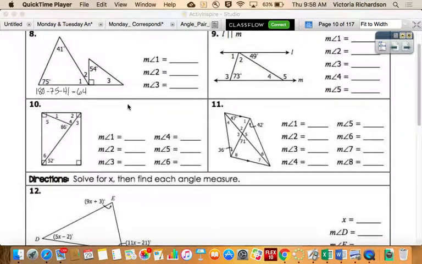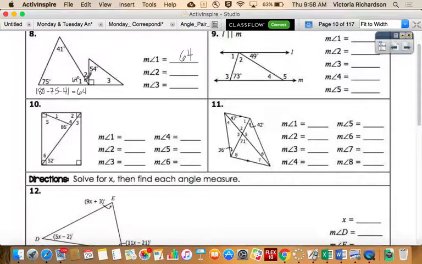So to work number 8, start with the first triangle, the biggest one, because we have 75 and 41. So all we got to do is subtract both of those from 180 and get 64. Now, to find the next one, angle 1 and angle 2, we know this is 64 because we just found it. So we're going to use that in order to find angle 2.